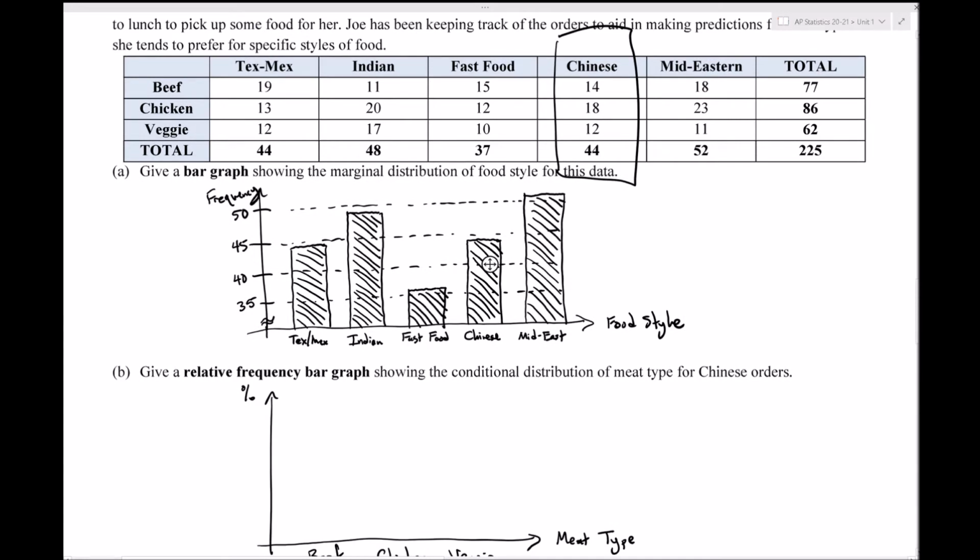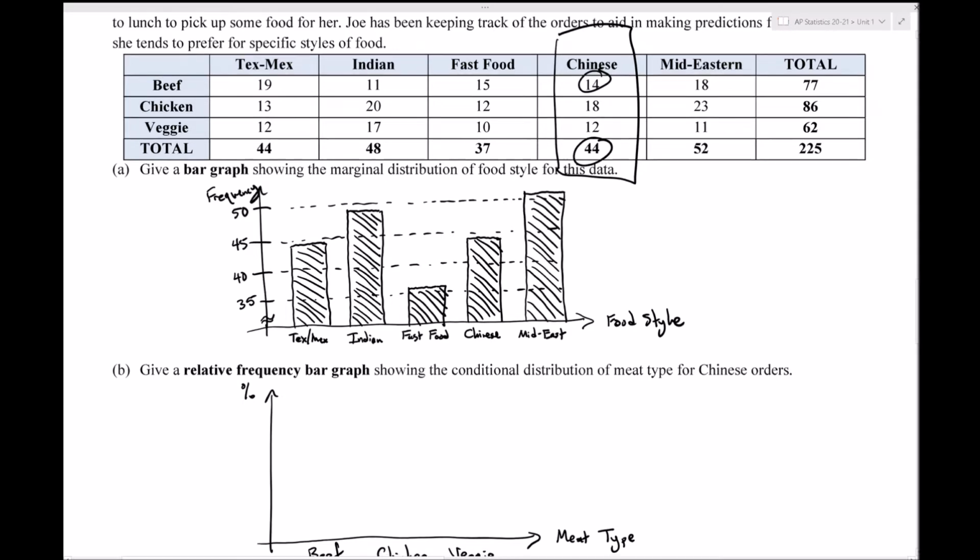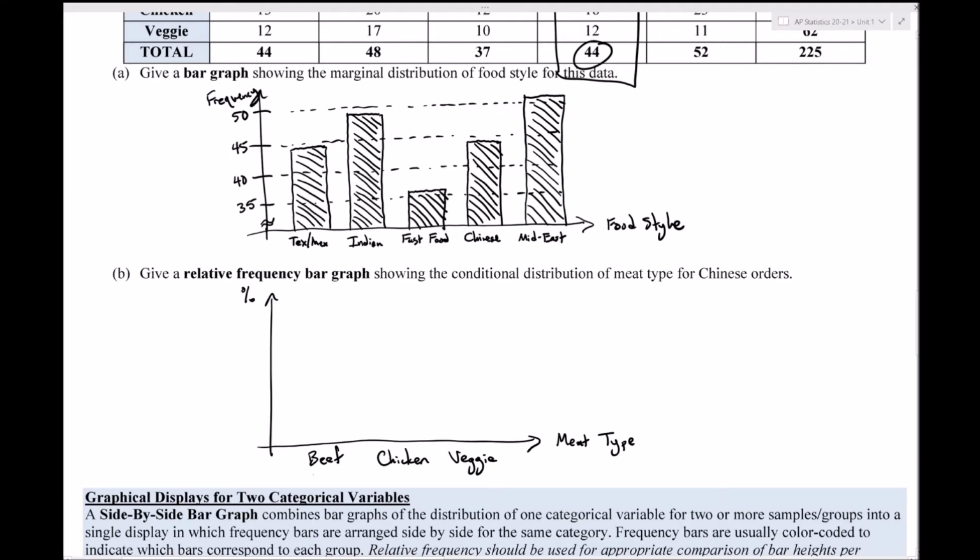So beef, 14 occurrences out of the 44 total Chinese orders. Here I have a calculator with no shame. I'm just going to divide those. 14 divided by 44. 0.318181818, and it keeps on going. So I'm going to round that to the nearest tenth of a percent. So 0.318, or 31.8%. I'm just going to write it on the bottom, 31.8%. And then I'm going to use those numbers once I'm done with all 3 to figure out what the scale is going to look like on the y-axis.